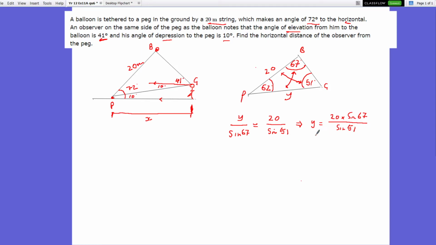51, which means y is equal to, now if you all just do that on your calculators, join me, get your calculators out, get the fraction button going, put 20 times sine 67, don't forget to close the brackets at the end of the angles, all divided by sine 51, close the angle, and we get, let's do this to two decimal places, 23.69 meters. So that tells me this is 23.69, which is y in this case.